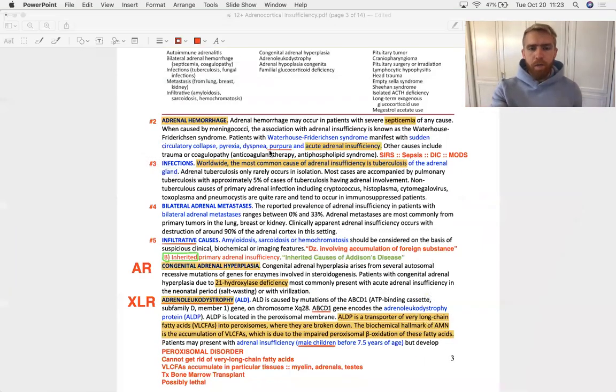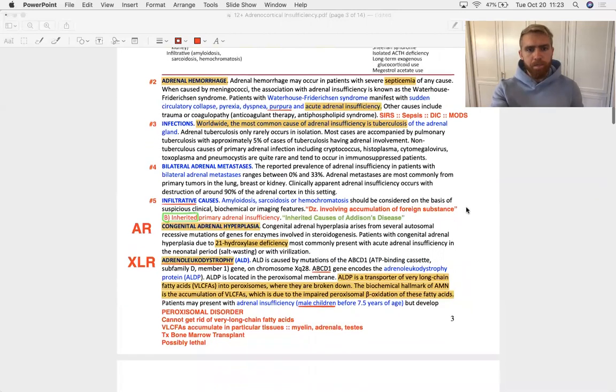And a particular variant of that is called Waterhouse-Friderichsen syndrome, which is associated with Neisseria meningitidis infection. We will cover that a little bit later in this text. Infections. Tuberculosis is accountable for about 1 in 10 cases of Addison disease worldwide. And it's actually not 1 in 10, 1 in 20 here in America, I'd say, but worldwide, TB is actually the most common cause of Addison disease.